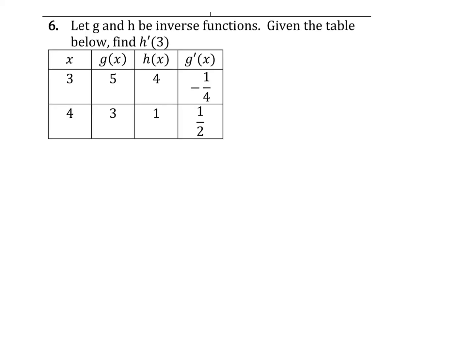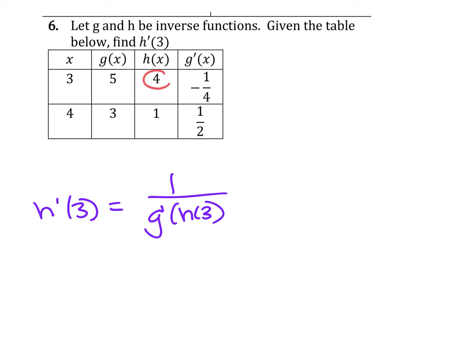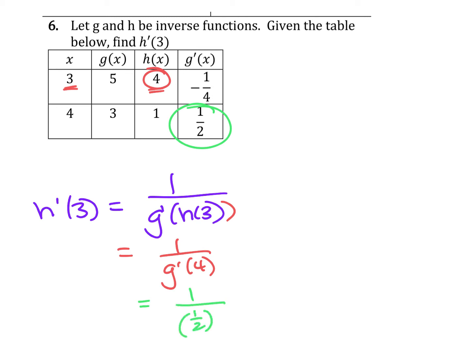Okay, let g and h be inverse functions. Given the table below, find h prime of 3. So h prime of 3 would equal 1 over g prime of h of 3. Well, we know what h of 3 is. When x is 3, h is 4. So this is equal to 1 over g prime of 4. And we can use the table to figure out what g prime of 4 is. g prime of 4 is 1/2. So this is 1 divided by 1/2, which is going to be 2. So h prime of 3 is equal to 2.